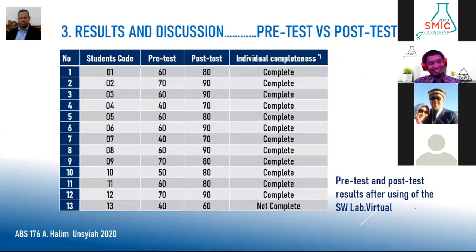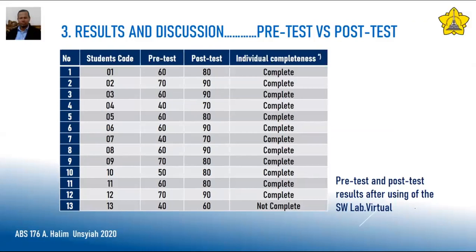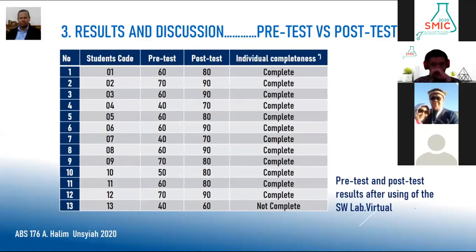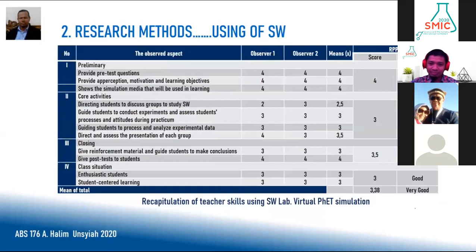The result and discussion. This is a table of pre-test and post-test. If we see this table, only the third student did not complete individual competence, and from student 1 to student 12, all completed individual competence.